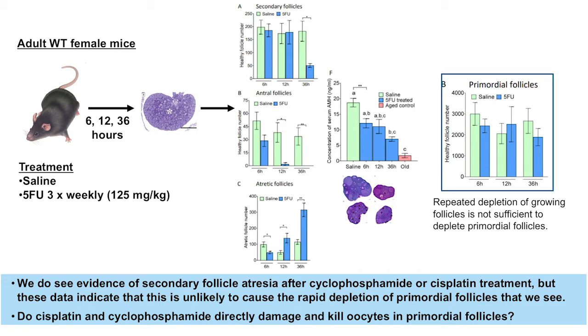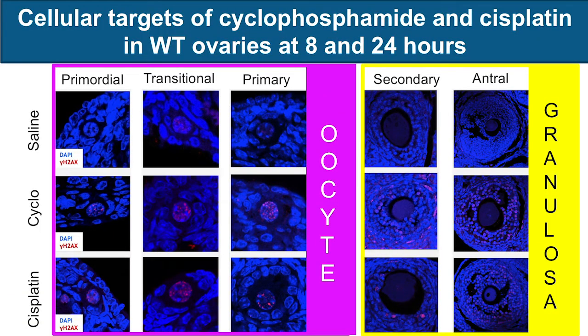So we then decided to ask this question: do cisplatin and cyclophosphamide actually directly damage and kill oocytes in primordial follicles? And so we investigated the cellular targets of these drugs in wild-type ovaries at an early time point, so 8 and 24 hours after treatment. And so in these images, the blue is DNA and the red is gamma-H2AX. Gamma-H2AX, for this particular study, is a marker of double-strand break, so a marker of DNA damage.